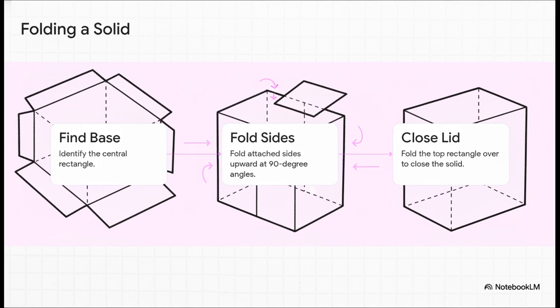When you look at the net of a rectangular solid, you are seeing all 6 of its faces laid out totally flat. You've got your front, back, left, right, top, and bottom. Step 1 is identifying this central rectangle to act as your stable base. Step 2, you mentally fold up those attached side rectangles at perfect 90-degree angles. And step 3, you fold that final top piece over like a lid. By doing this, you can literally see the 3D shape before it's even built.